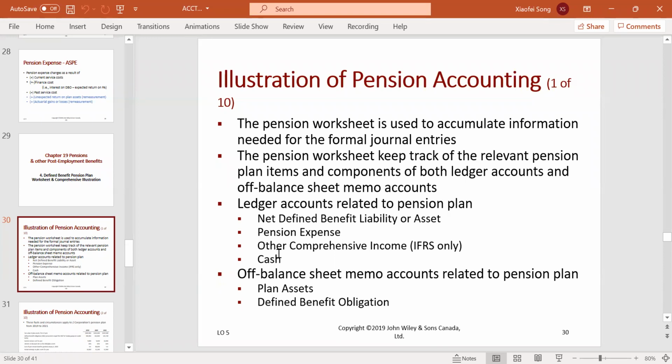And then obviously cash will be used, because when the contribution is made, the cash account is affected. When the benefit is paid, the cash account is not affected. So the payment of benefit is not a company cash flow. It's out of the plan asset, out of the pension fund. But the contribution made to the plan assets is the company's cash flow, so we put cash there as well. The off-balance sheet memo accounts are two: plan assets and the defined benefit obligation, assets and liability.